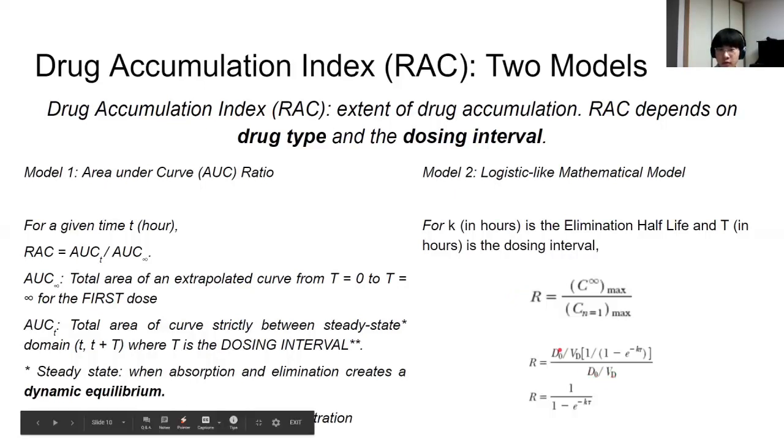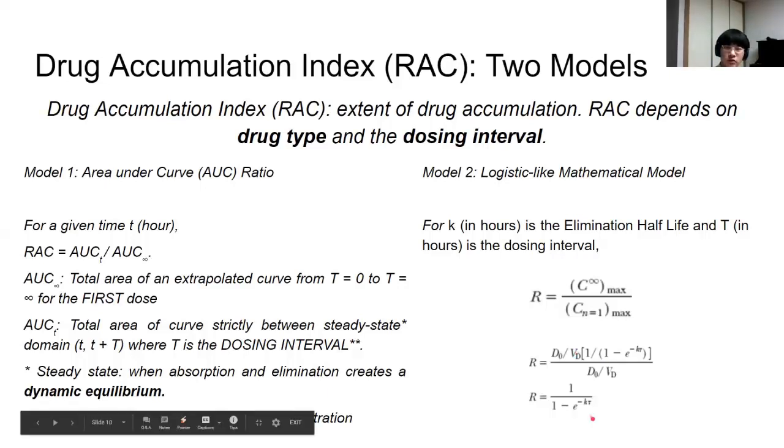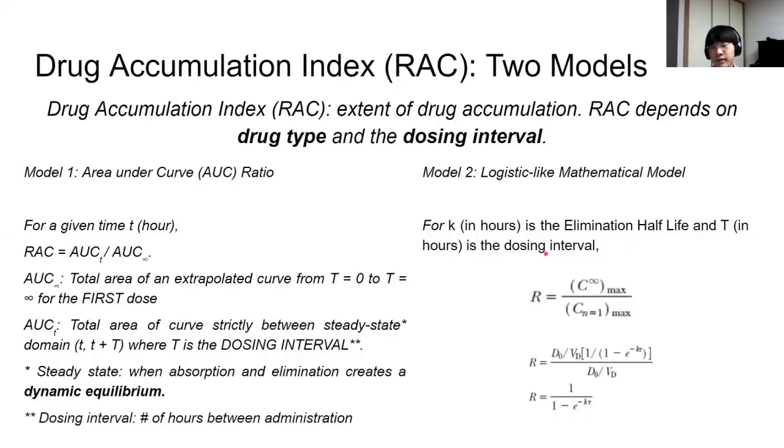I'm not going to discuss much about how they derived it because we don't have much time, and it's very complex. But in simple terms, the drug accumulation index is going to be in this equation, where K and T are already explicitly defined in the previous sentence above.